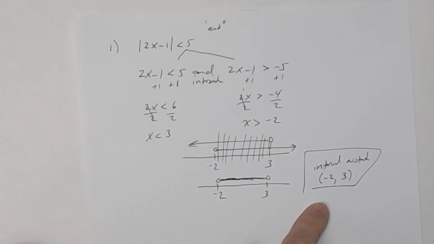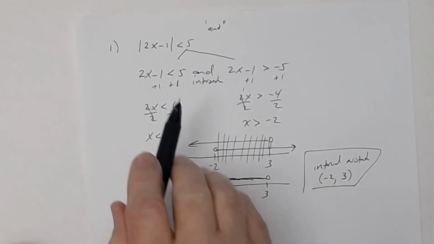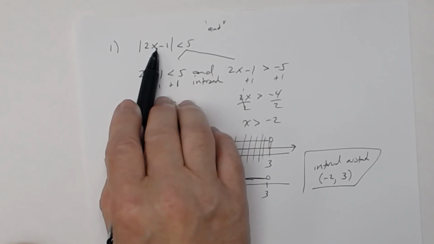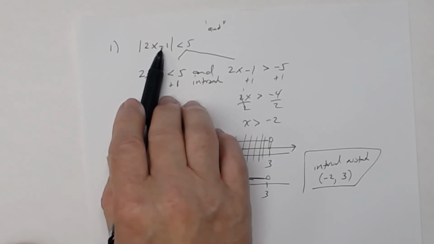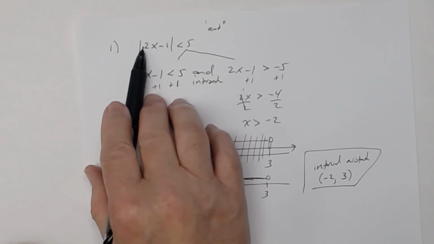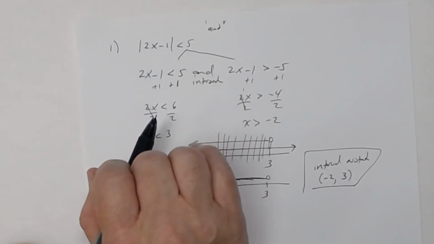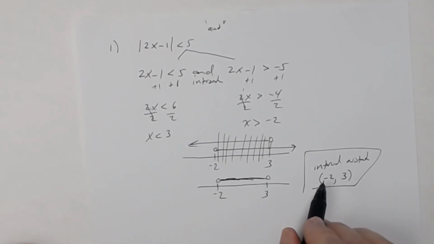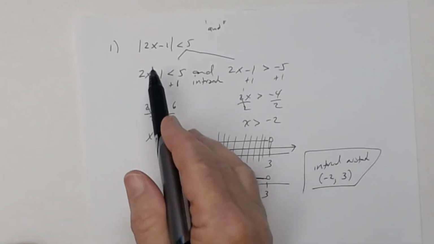No other number works. For example, if you say 4, let's try 4. You see, 4 is not in here, right? 4 is not a solution then. So let's see why. 2 times 4 is 8. 8 minus 1 is 7. The absolute value of 7 is 7. Is 7 less than 5? No. But if you check any real number that's inside between negative 2 and 3, it will work.